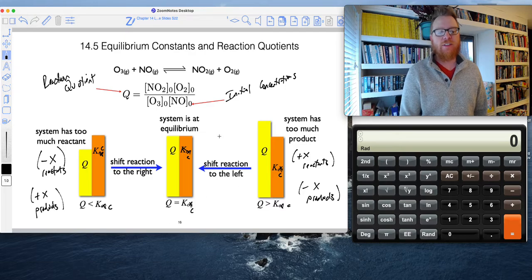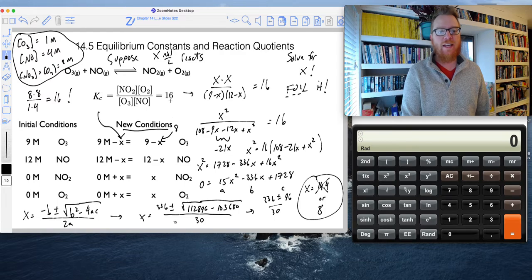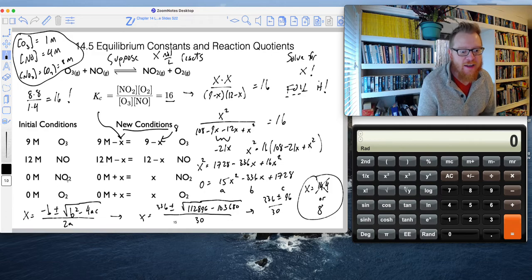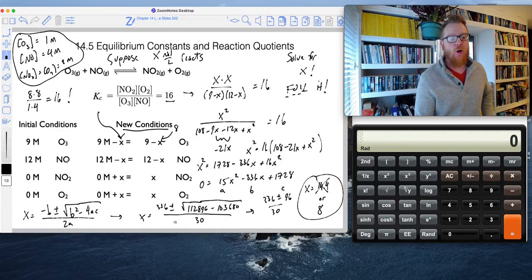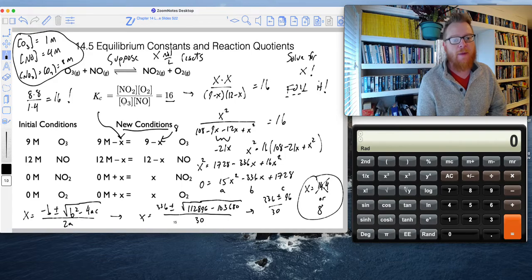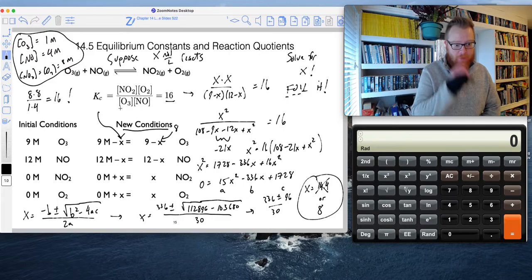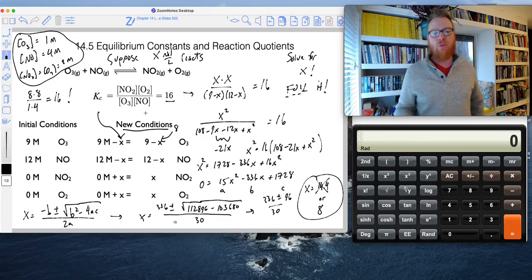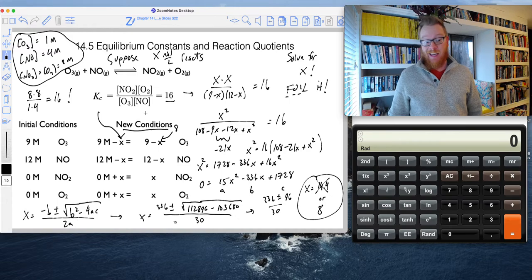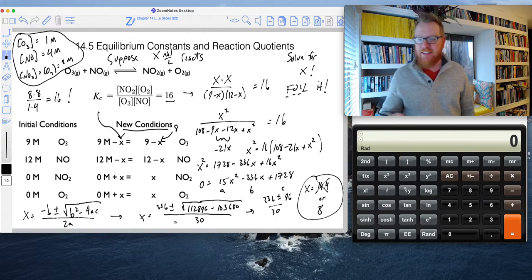So let's see how this shakes out for that example that we did previously. We said the equilibrium constant was 16, and we also said the initial NO2 and O2 concentrations are 0. Because those are 0, if I plug in 0 times 0 divided by 9 times 12, I'm just putting all the initial conditions in here. You can see right away that 0 times 0 would mean that Q is equal to 0, and so that's a Q that's less than K.